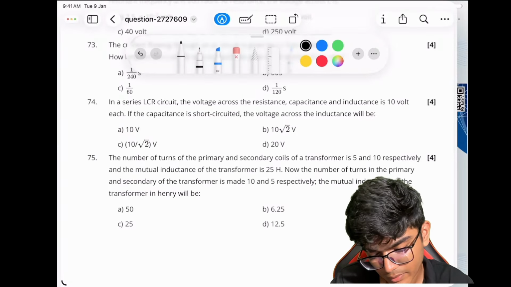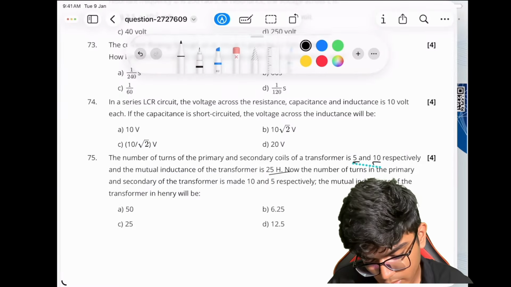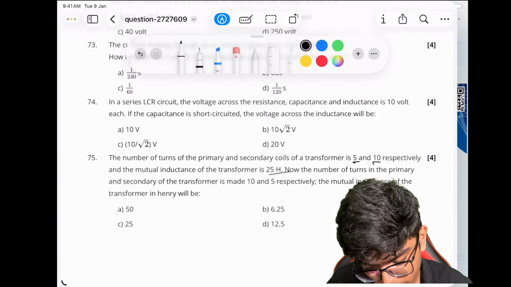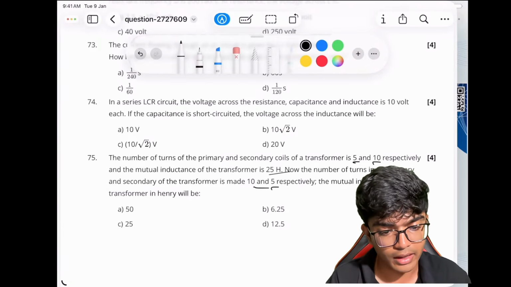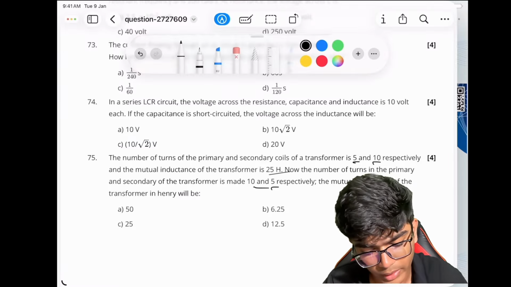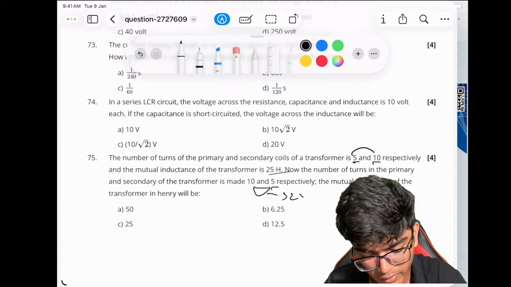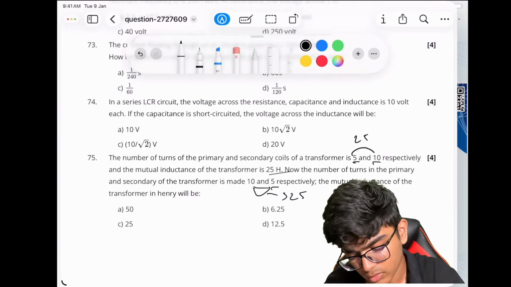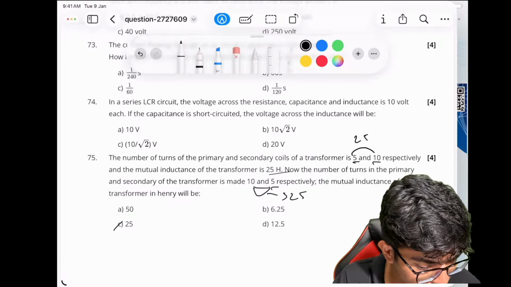Number of turns in the primary coil and secondary coil are this much. Mutual inductance is this much. Turns in the primary and secondary made this much and this much. Mutual inductance is nothing but mu naught n I into n1 into n2. Mutual inductance is dependent on number of coils. If you multiply the number of coils, both are 25 only. 25 only. So mutual inductance doesn't change. 75 is the answer. Since 75 to 25 is the answer.